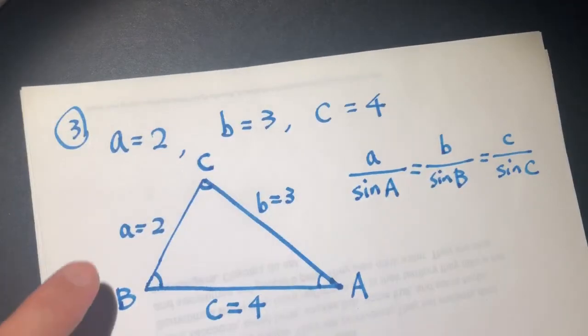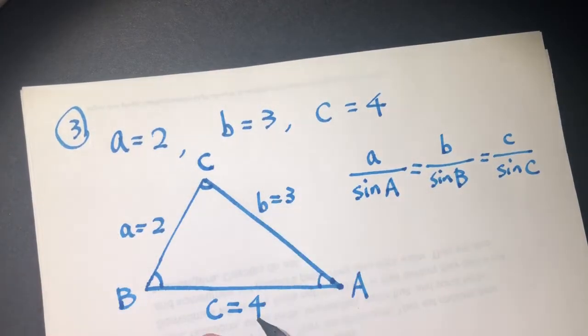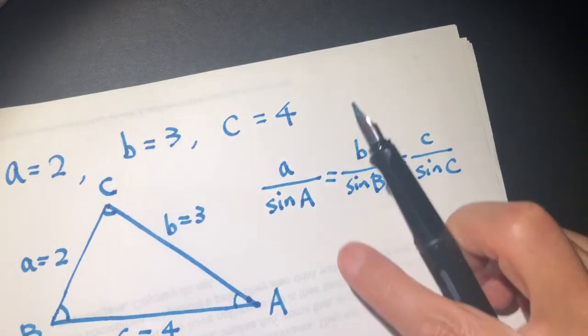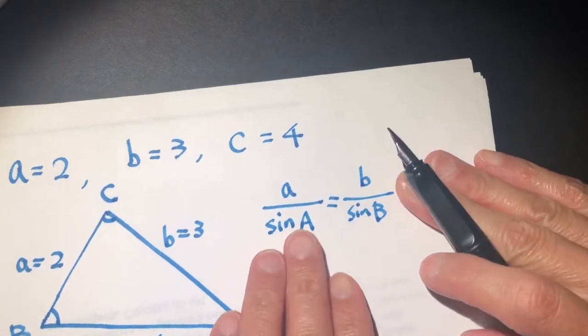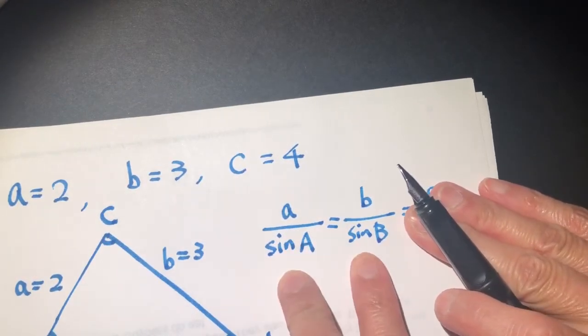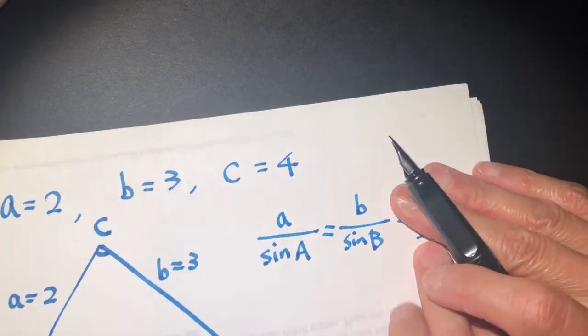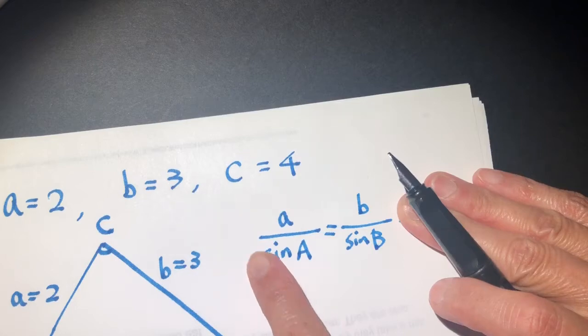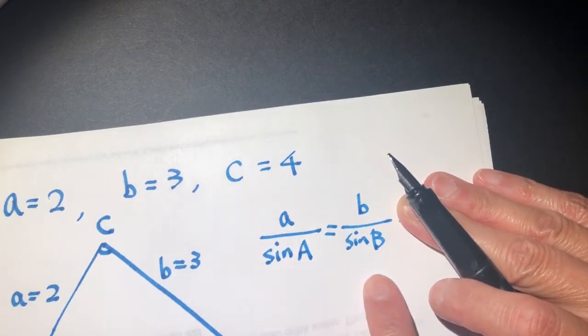Okay, let's see. We have A, we have B, we have C, but we are missing the angles. This is one equation, right? This is the extension of it. We only need one equation to help us solve the problem.